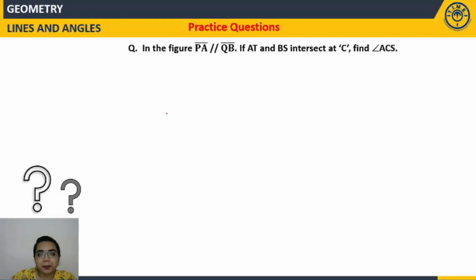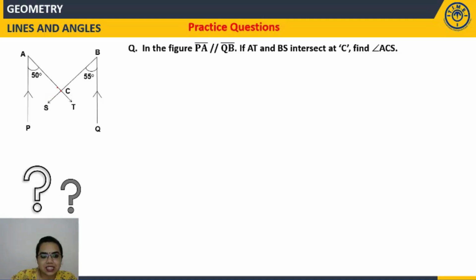In the figure, PA is parallel to QB. If AT and BS intersect at C, then find angle ACS. What is given here in this figure? This PA is given parallel to QB, and AT and BS are intersecting at a point called C. We need to find this angle ACS. Okay, so this is the angle ACS that needs to be found. How can we do that? Have a look at the question, think about it and tell me the answer.